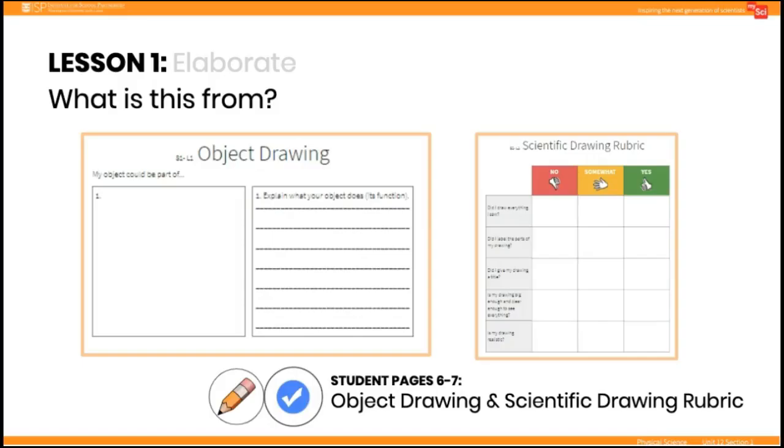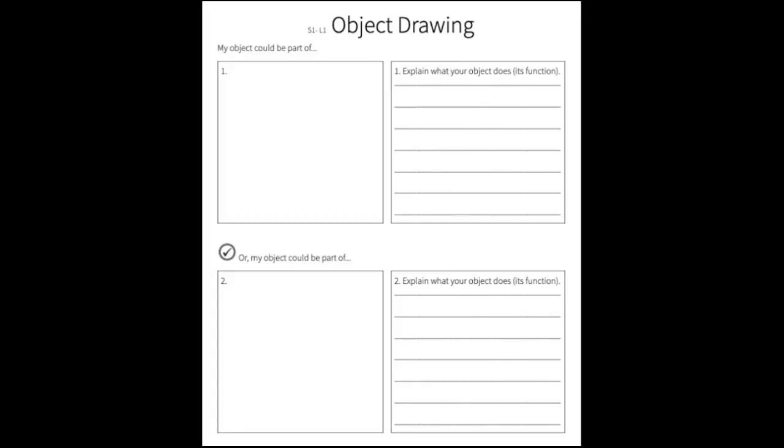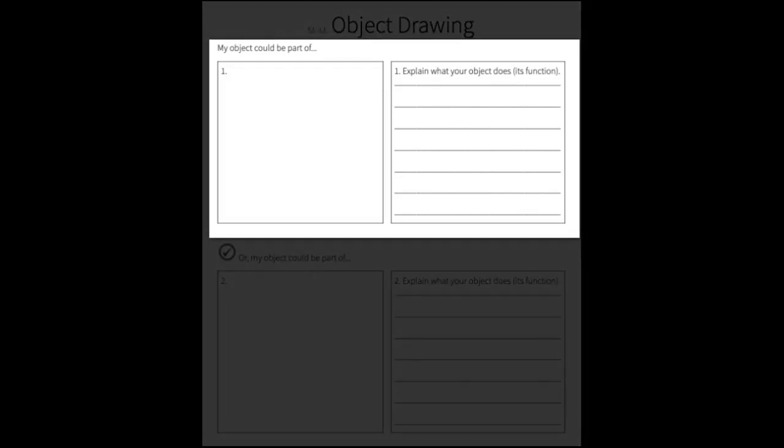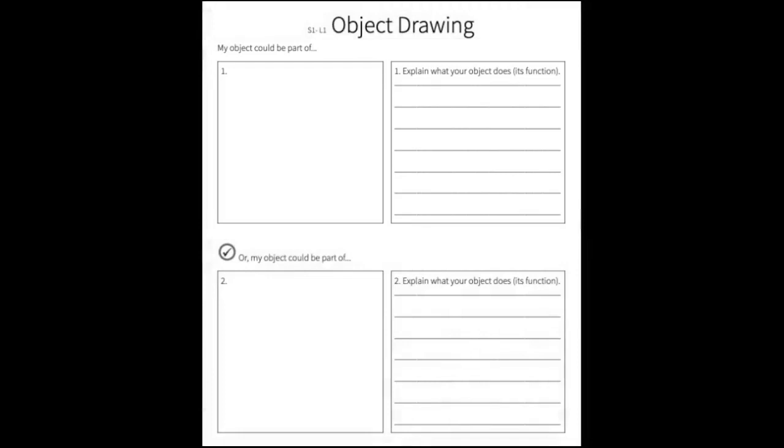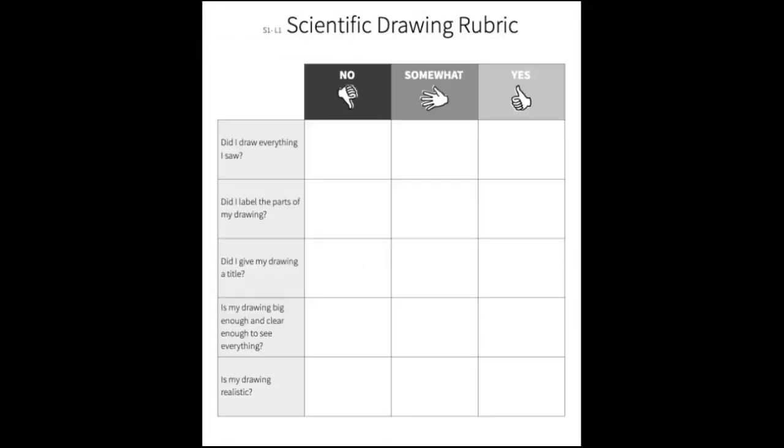Ask students to consider what their object is from or what it could be a part of. Then direct students to Student Journal page 6, Object Drawing Sheet, to draw their object in box number 1 and write about its function. Using the scientific drawing rubric on Student Journal page 7, review the criteria and give students time to revise their original drawing as needed.